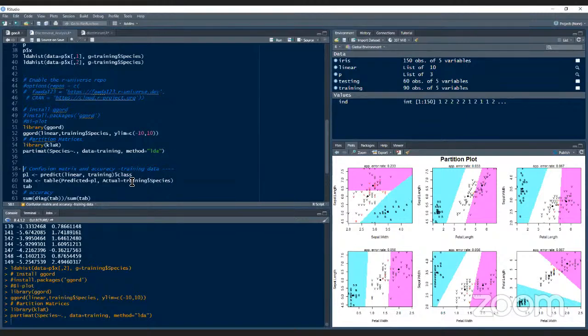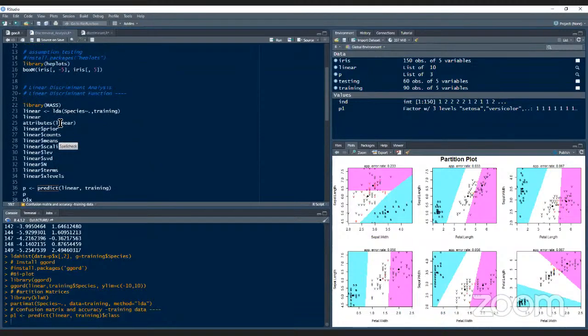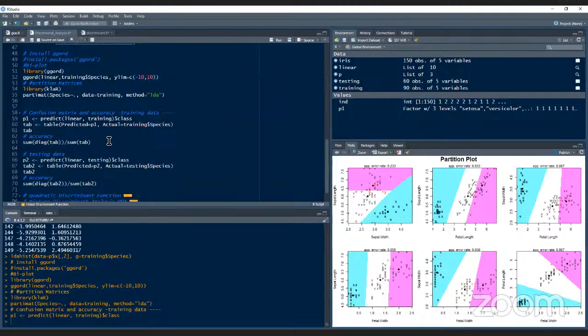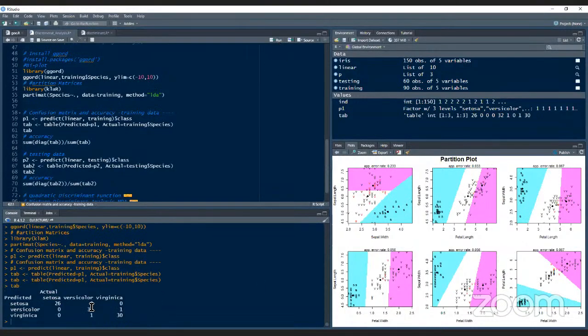Now let's see the confusion matrix for this. So here we are using predict, and we have estimated this LDA in linear. So we will use here linear, and the data set we are using is training. Now we have predicted using our discriminant function in P1, and the actual we have in the training data set as species. Now we will tabulate both and see the confusion matrix. So here, this is the confusion matrix.